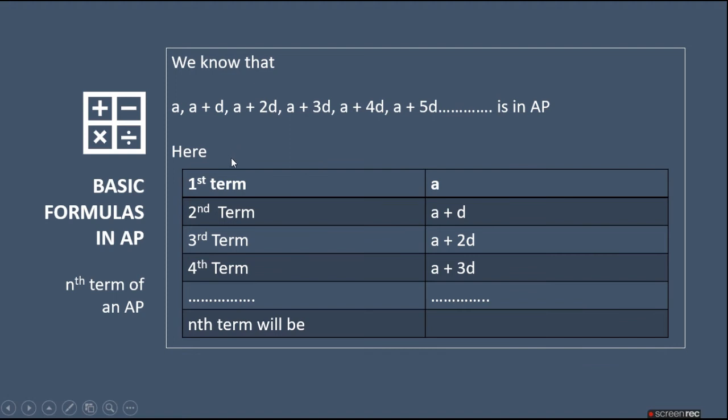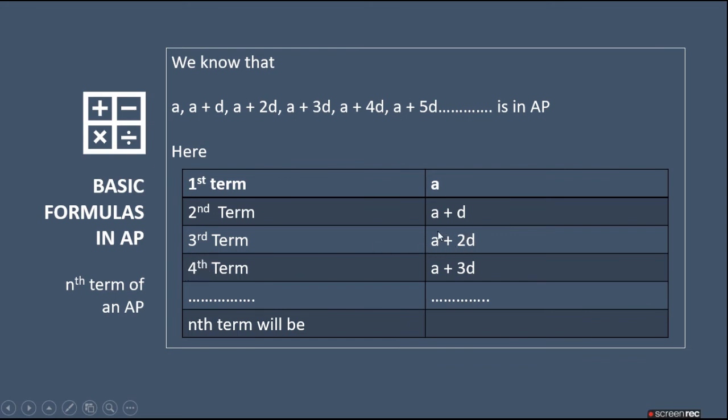Now we can arrange the first term, second term, third term, etc. in a table. Here we can observe a pattern between terms and its values. Observe the fourth term. The value of the fourth term is a plus 3d. We can see a relation between the term and the coefficient of d. The coefficient of d is 3, which is 1 less than this 4.